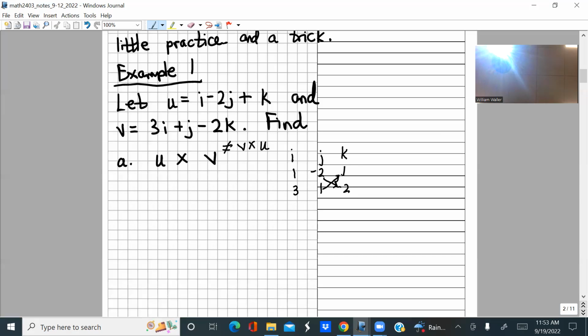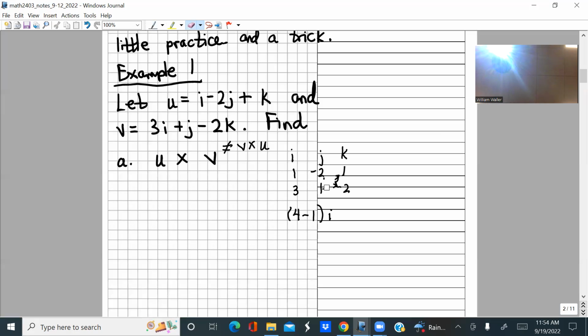Did I do that right? Let me write that down. So +4 minus 1. Remember, you take this product minus this product. So you get 4 minus 1, and that becomes the coefficient of i in your cross product vector. Just that easy.